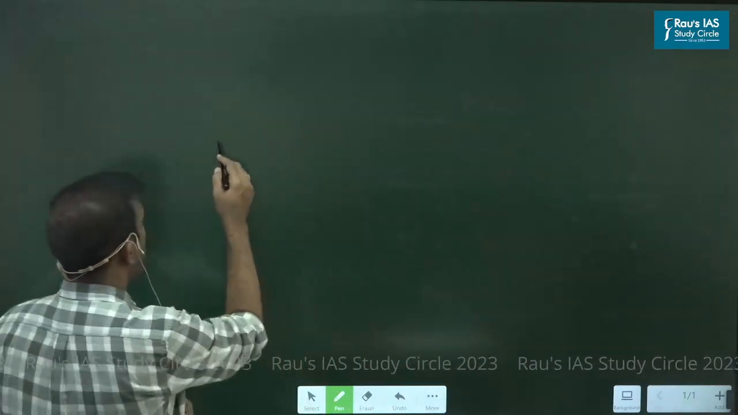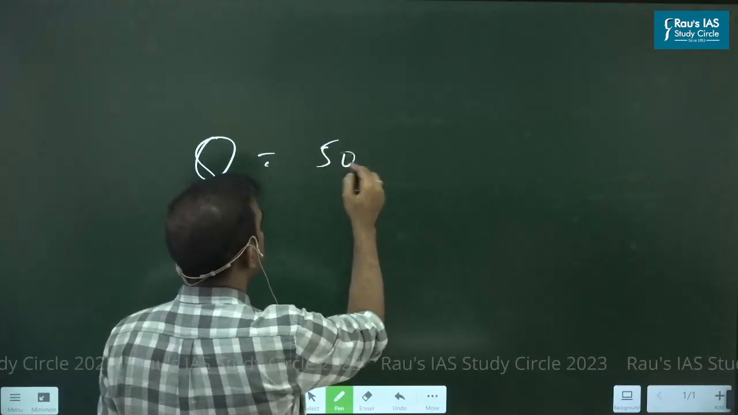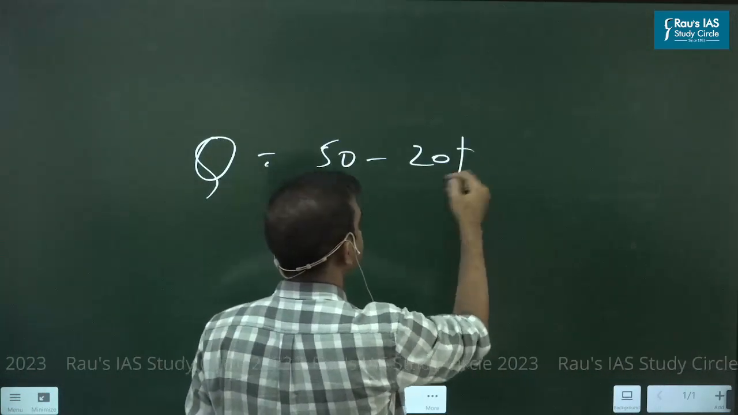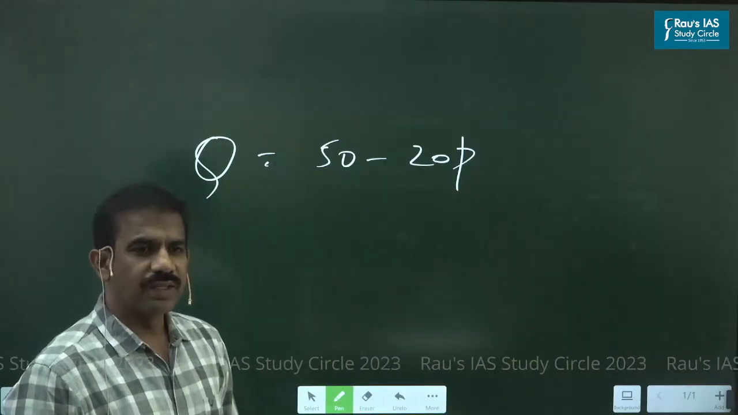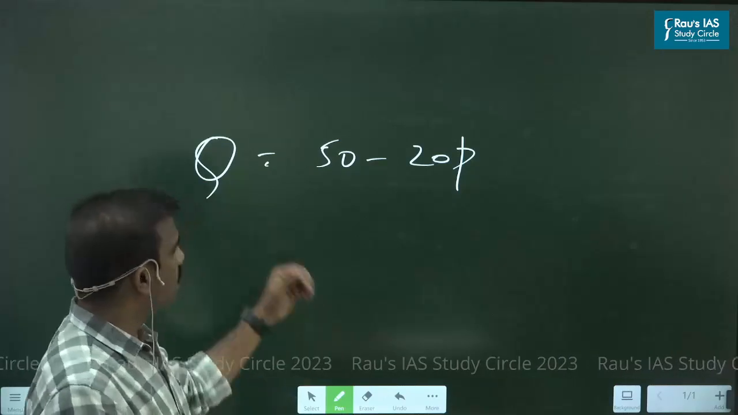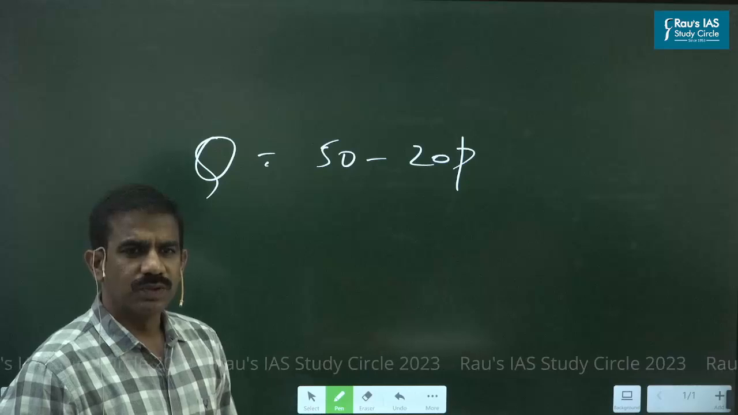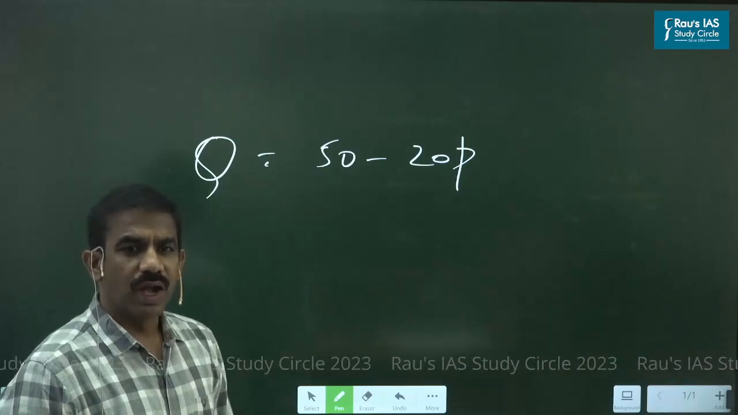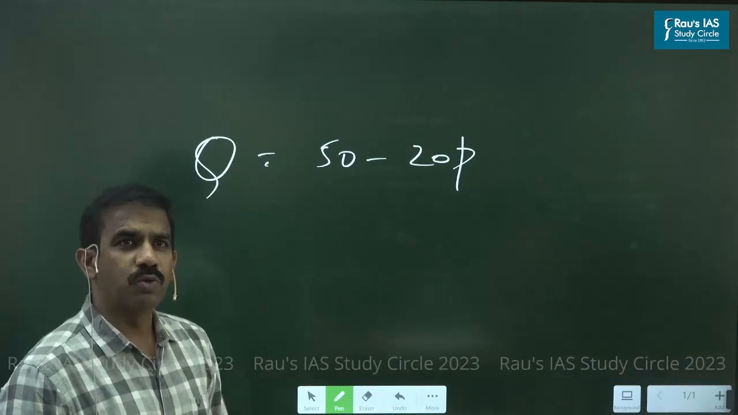Or else I could write a demand function. Let's say the quantity of goods and services demanded is, let's say, 50 minus 20p. I could write this as an equation. Okay, Q equal to 50 minus 20p.